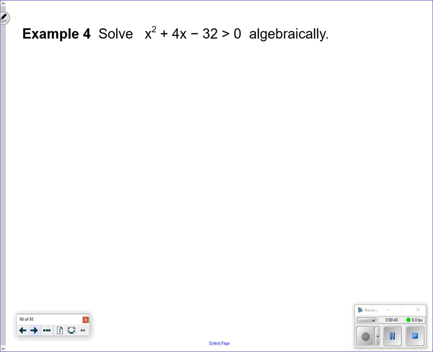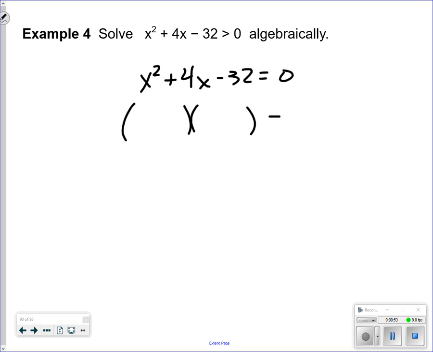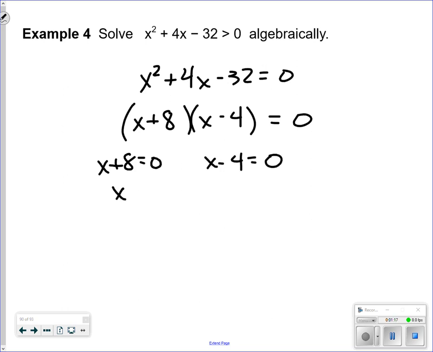x squared plus 4x minus 32 is greater than 0. Treat it just like it's an equal sign. So x squared plus 4x minus 32 equals 0. If I was going to solve this, I would solve by factoring. So I need factors of negative 32 that would add up to 4. So x plus 8 and x minus 4. That would be how you would factor that. Now the solving part, I would set these equal to 0 and solve.